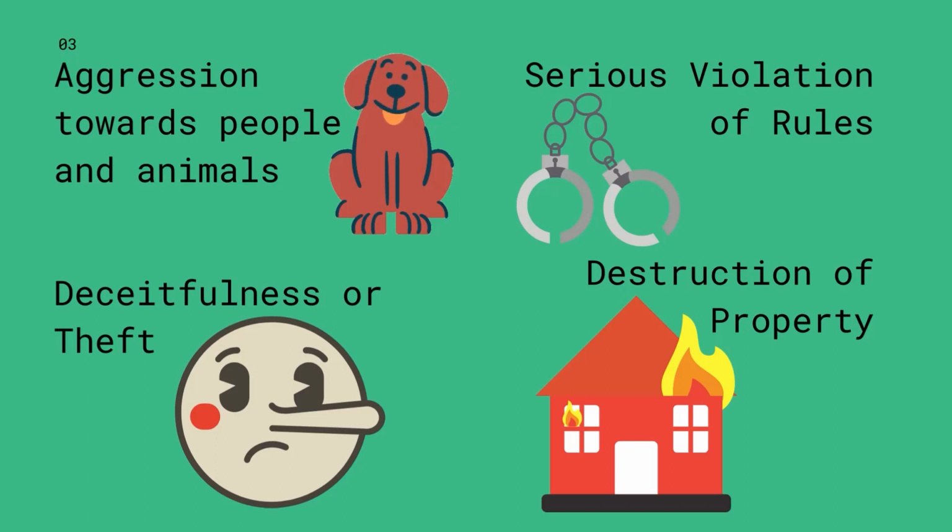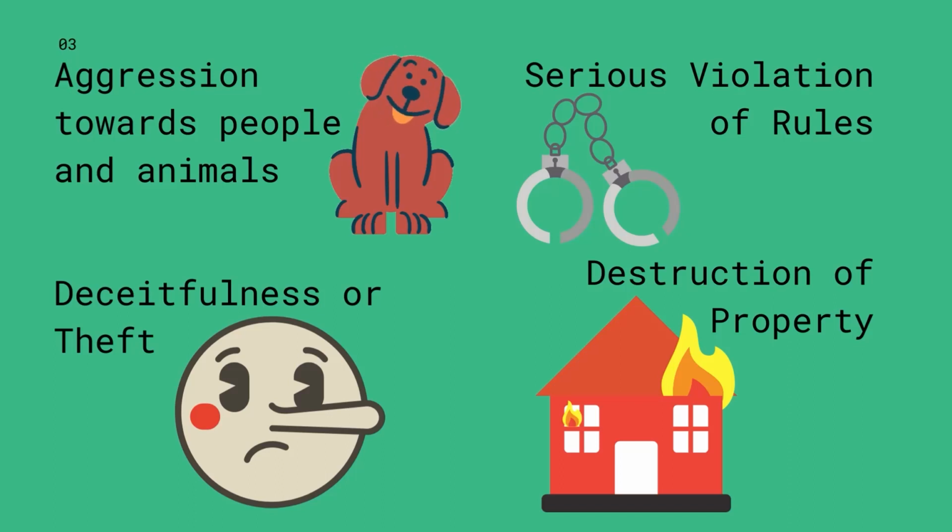Deceitfulness or theft. This child may break into and trespass into others' homes, buildings, cars, and may often lie to obtain goods or favors or to avoid obligations, and may shoplift regularly. Serious violations of rules. This child often stays out at night far past curfew, has run away from home overnight at least once without returning for a lengthy time, and often skips school.